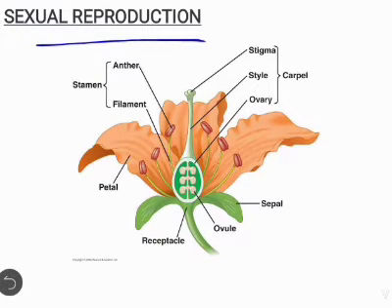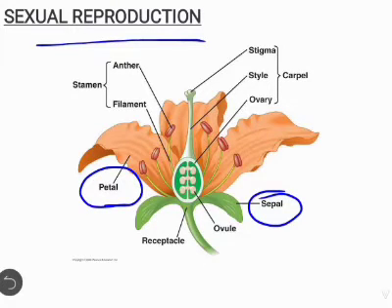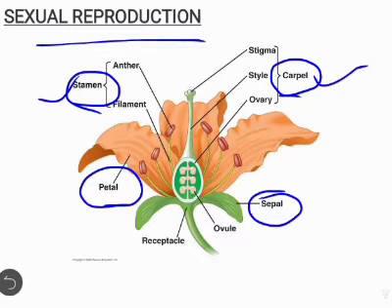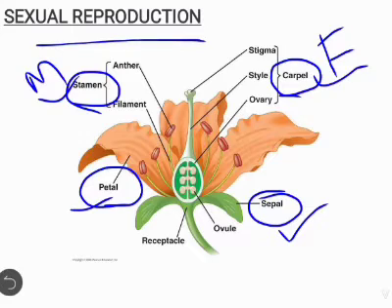As you already know, flower is the reproductive part of flowering plants. A typical flower has 4 parts. One is sepal, petal, stamen, and the carpel. Stamen and carpels are male and female reproductive parts of a flower, and the rest of the two, that is petal and sepals, are accessory parts of flower.